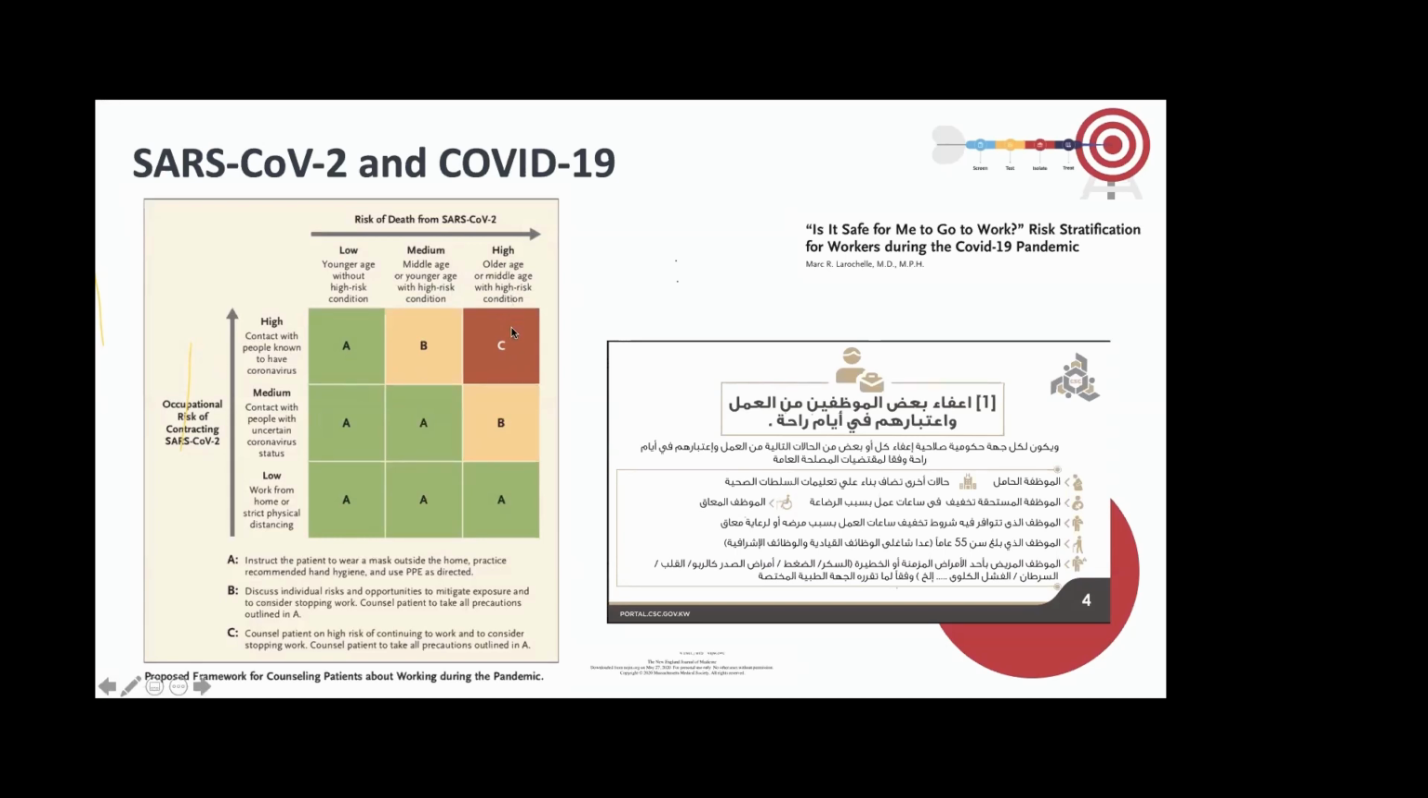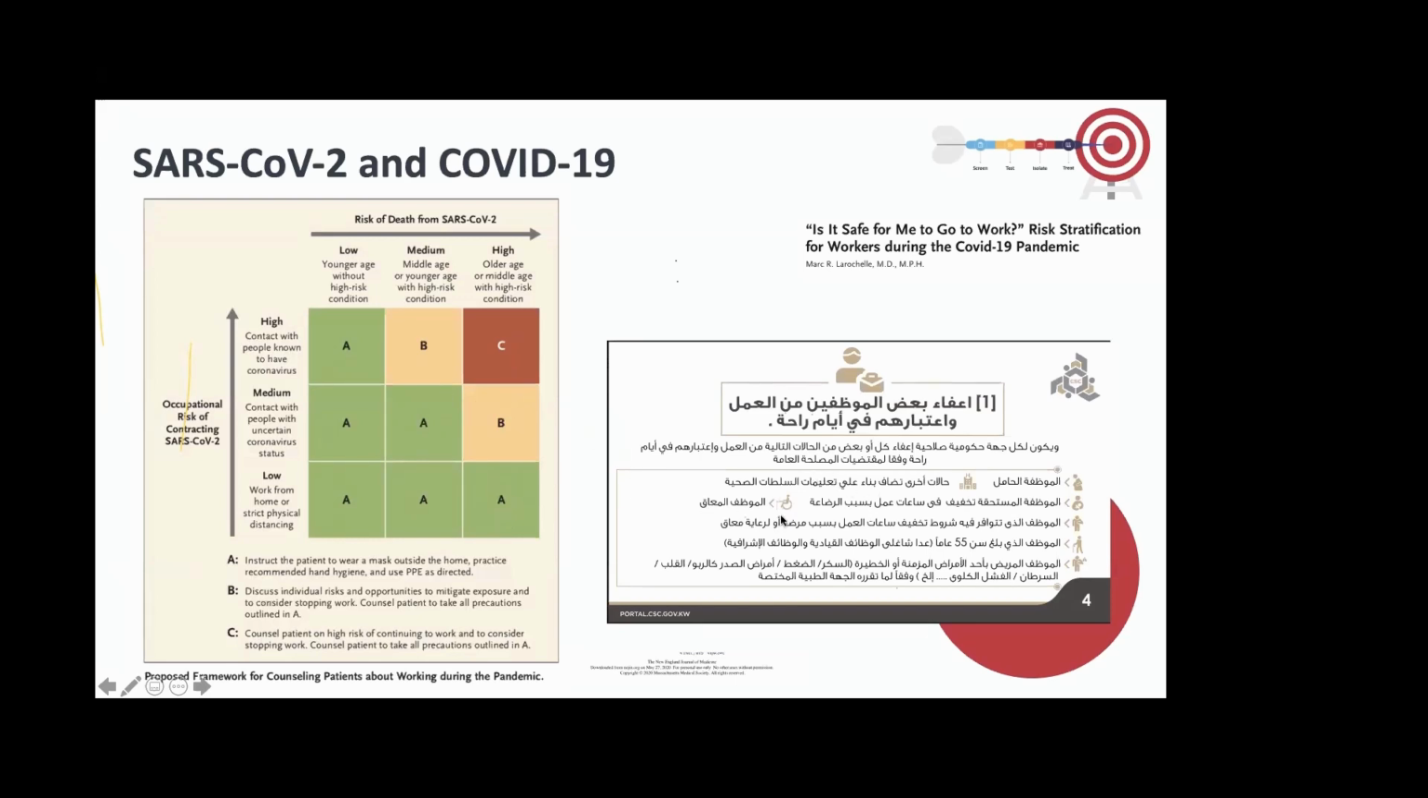So if an employee is, let's say, 70 years of age, and he does have diabetes or hypertension, he should not be taking care of COVID-19 patients. This is a case where you counsel patients at high risk of continuing to work and to consider stopping work. Whereas if they are older, but they are working in an area where it's unlikely to see patients with COVID-19, still they can come to work.